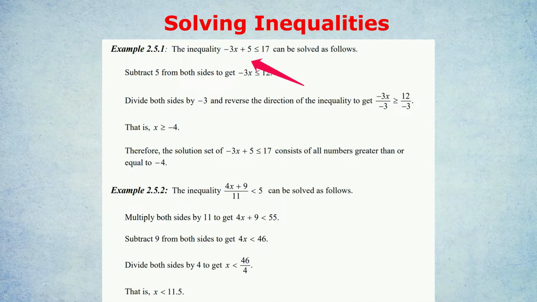Don't divide straight away. I see many students doing that. The problem with that, if you divided by 3 or -3 straight away, you'd also have to divide the 5 by -3. Don't divide until the end, just take away 5 from both sides. That gives us -3x is less than or equal to 12. And here's the bit that so many students get wrong.